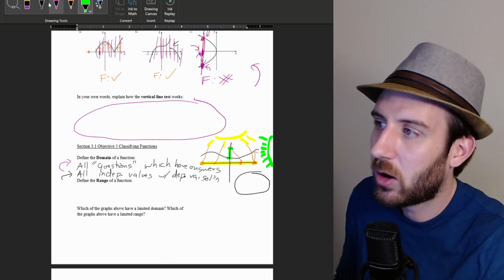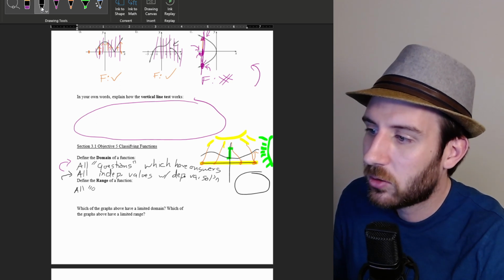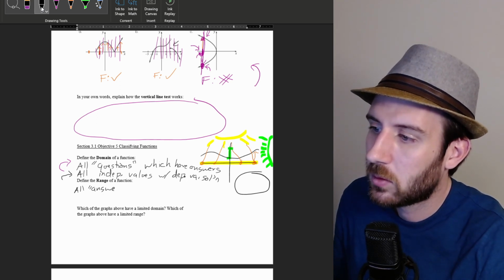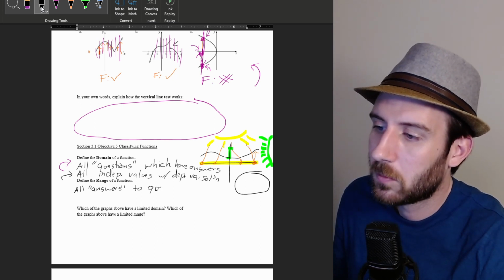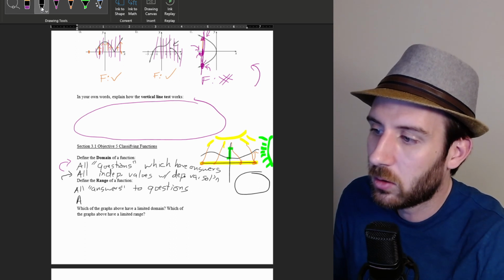And so in terms of our range, which again is all answers to questions, in other words, all dependent solutions.